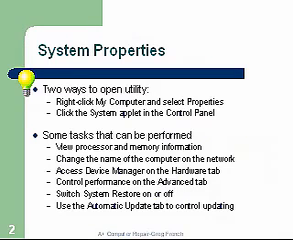First utility, we're going to look at system properties. Two ways to open this utility. We can right-click My Computer and select Properties, or we can click on the System applet in the control panel. Some of the tasks that can be performed: we can view the processor and memory information, change the name of the computer on the network, access Device Manager on the Hardware tab, control performance in the Advanced tab. We can switch System Restore on or off, and we can use the Automatic Updates to control updating. Again, a very important system tool.